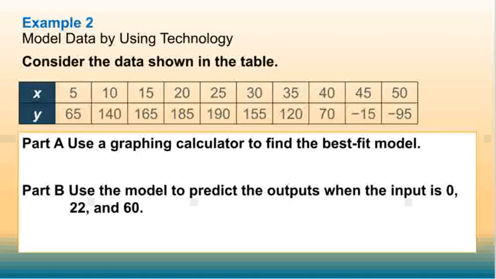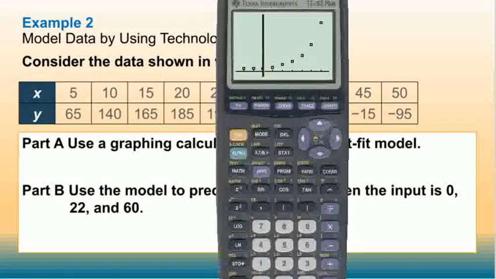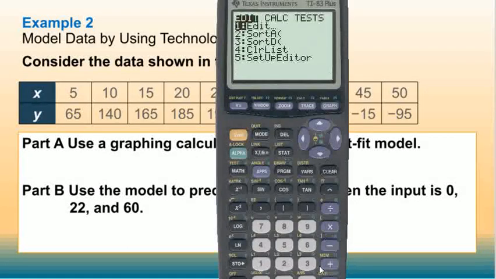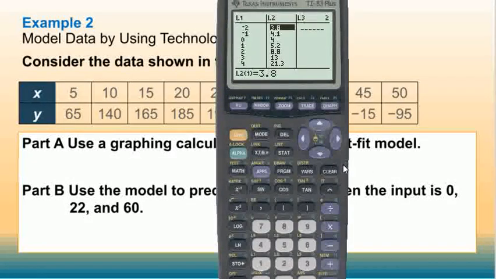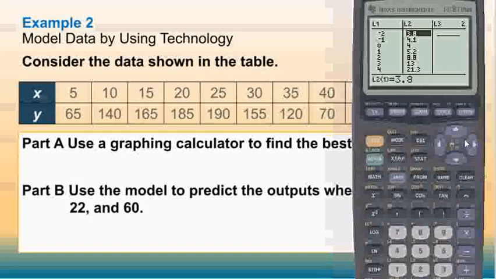Example 2, now we're going to model the data by using technology some more. We're going to use the graphing calculator to find the best fit model. And then we're going to use that model to predict the outputs when the input is 0, 22, and 60. The first thing we're going to do is enter our data into our calculator. So we hit stats, edit, move this over, clear everything.